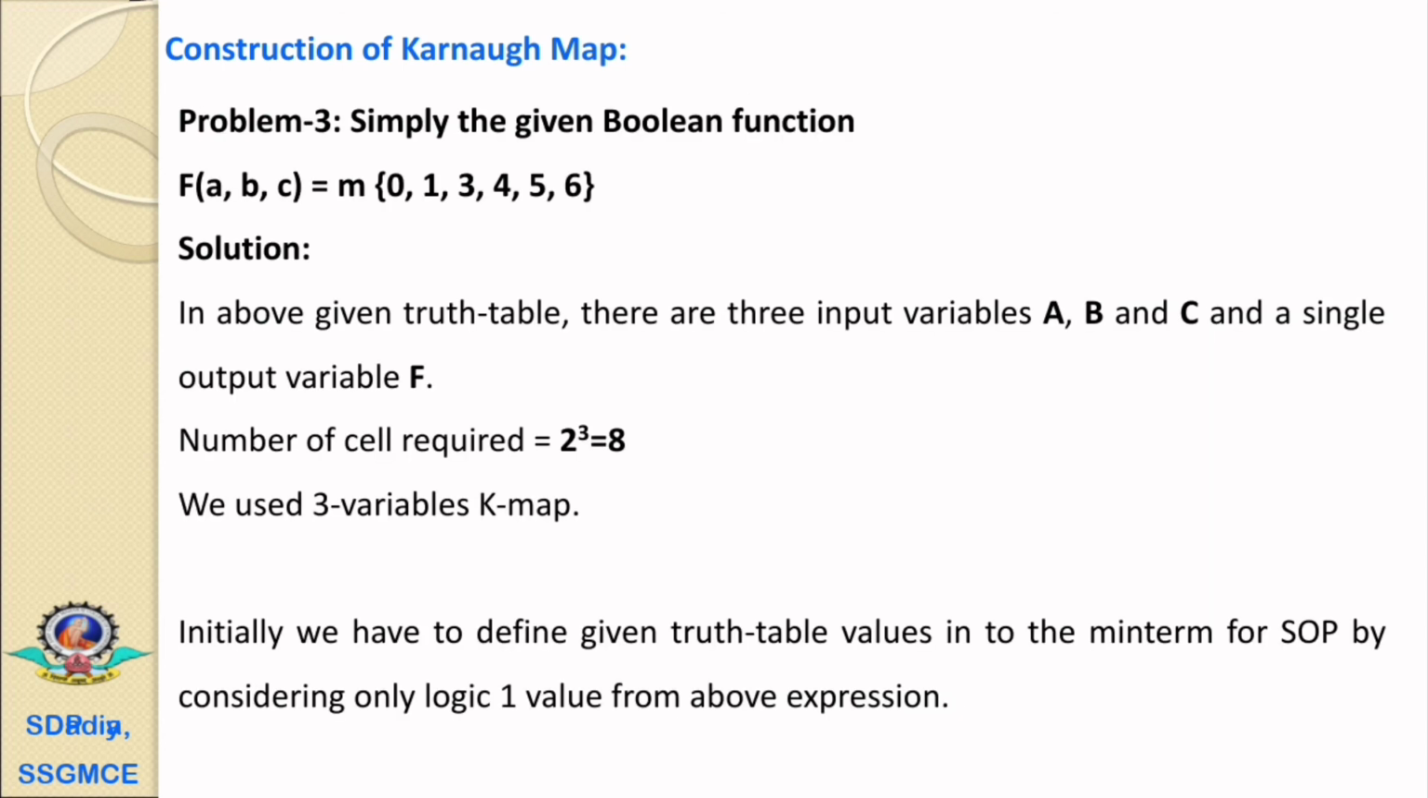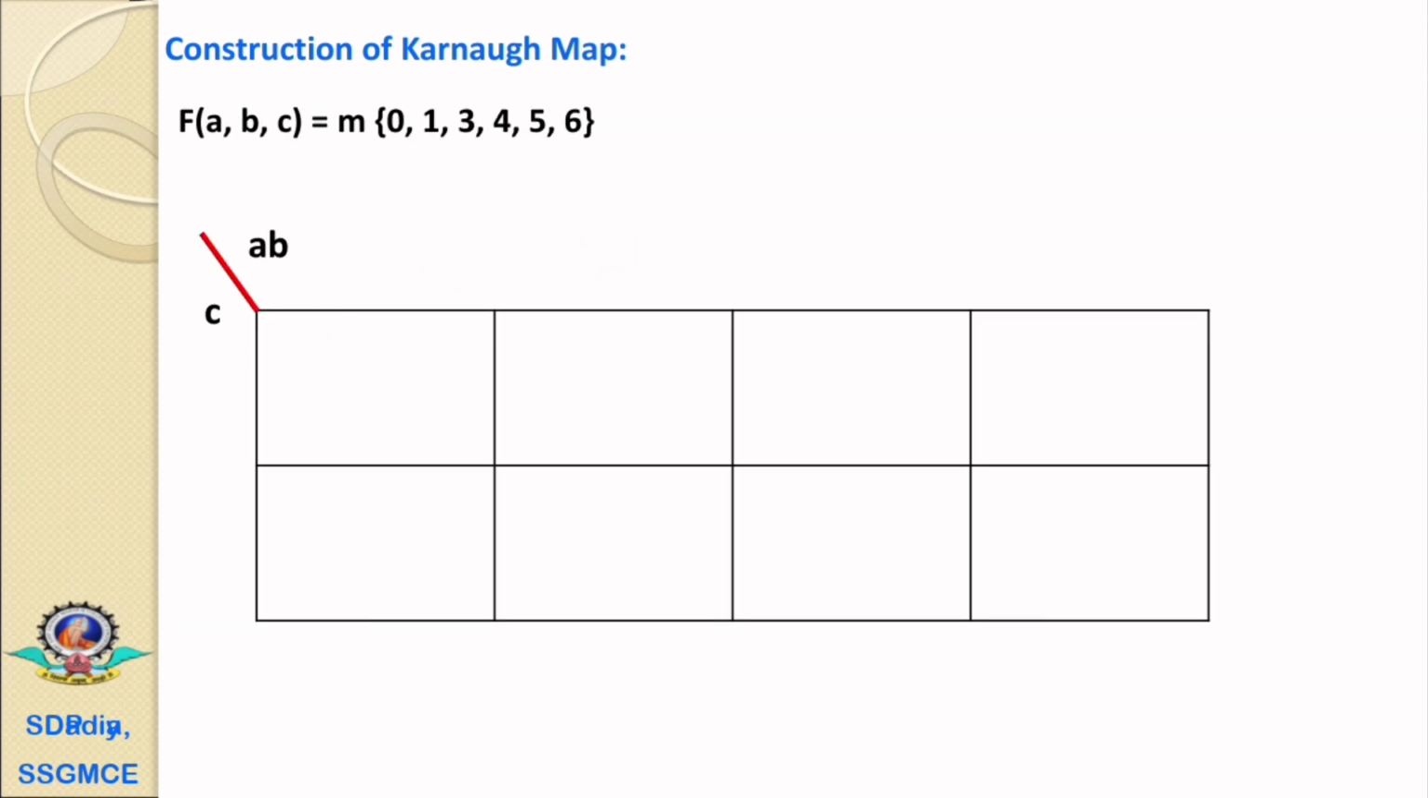The third problem statement is for the function of A B C with the minterms 0, 1, 3, 4, 5, 6. Now again we have to construct a K-map of 8 cells, that is 4 columns and 2 rows. We have to assign the designation values of the columns and the rows. We write down the cell designations, that is 0, 1, then 2, 3, then 4, 5 in the fourth column, and 6, 7 in the third column.